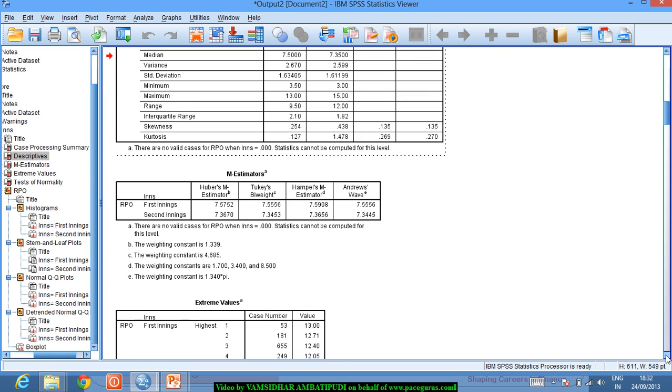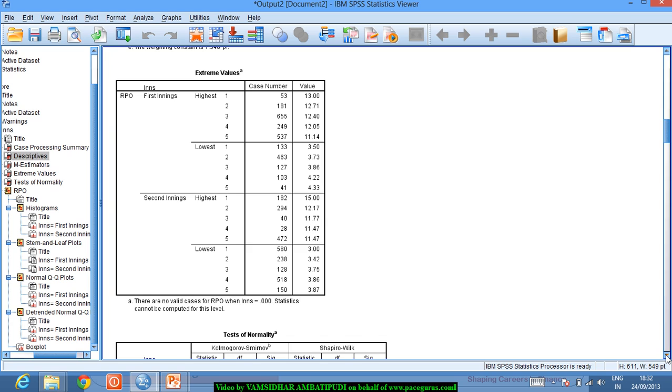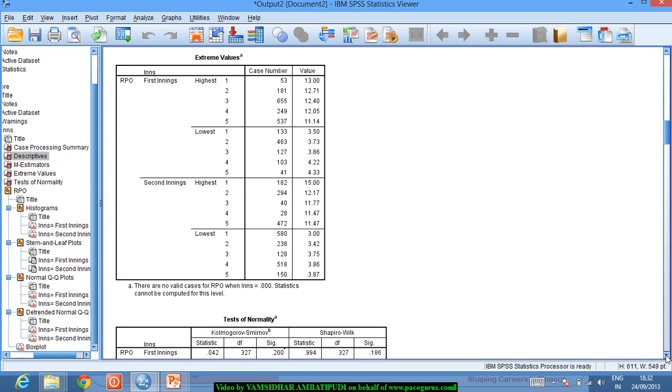Okay, let's go down. One more output which SPSS gives us in this scenario is the outliers or the extreme values. Generally it gives the top 5 and the bottom 5. When I look at the runs per over in the first innings, the highest value was 13, and the fifth highest value was 11.14. But with respect to the second innings, the highest value is 15, but the fifth highest is still 11.47. Again, there is a big gap.